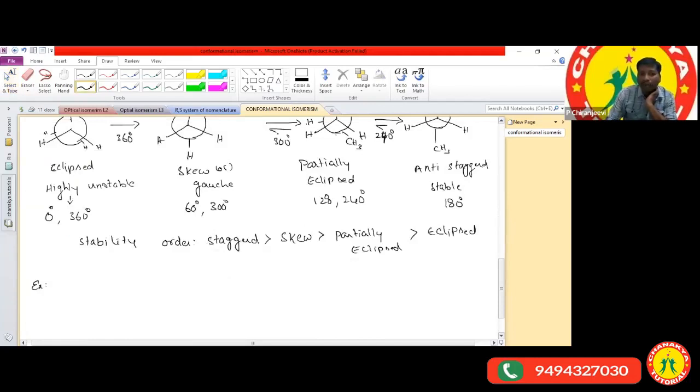Right, let's see. My question is about 1,2-dichloroethane. First question: does 1,2-dichloroethane exhibit conformational isomerism or not?